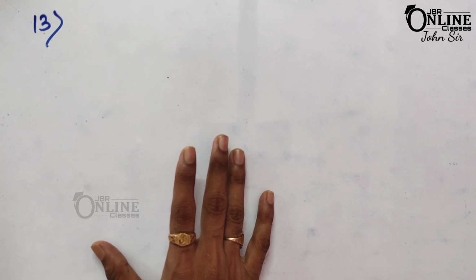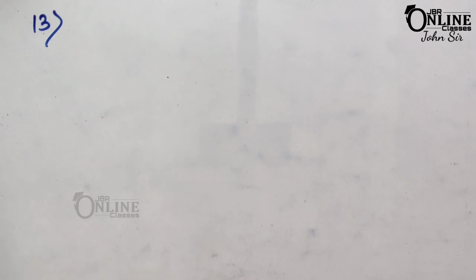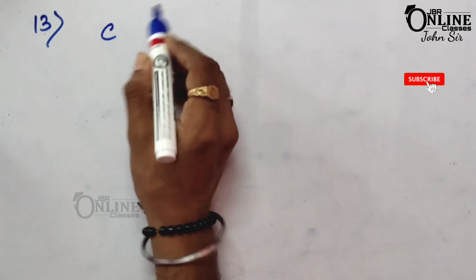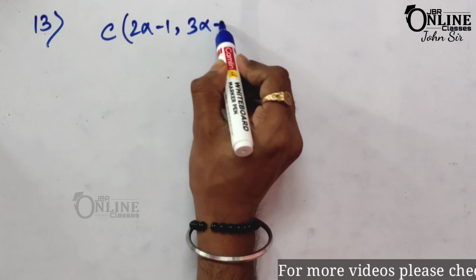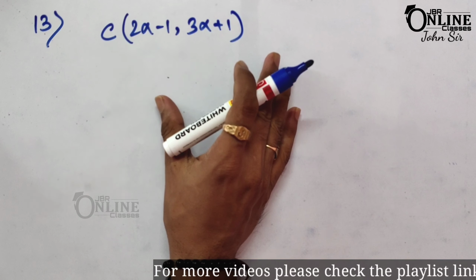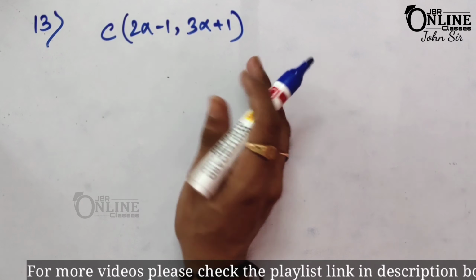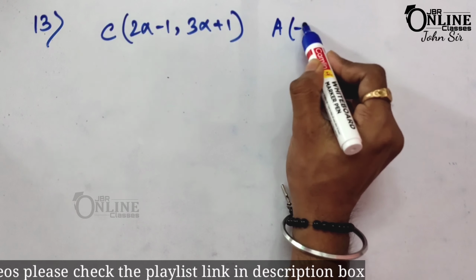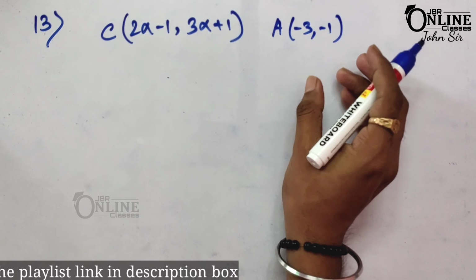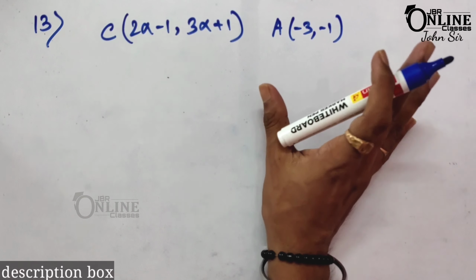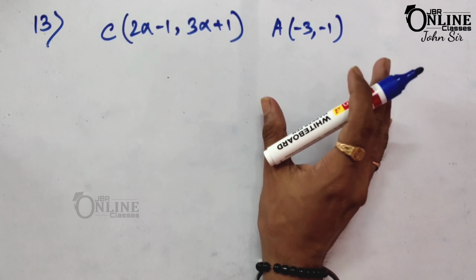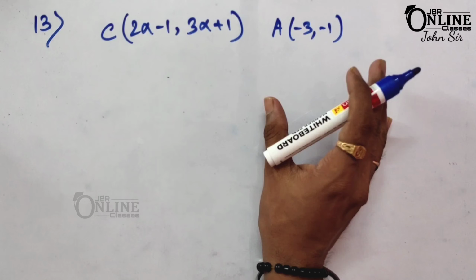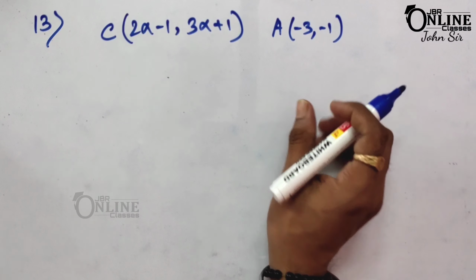Okay, so in sum number 13, the center of a circle is C, with coordinates 2 alpha minus 1 and 3 alpha plus 1. It passes through the point A, that is minus 3, minus 1, only the first point. If the diameter of the circle is 20 units in length, then find the value of alpha.